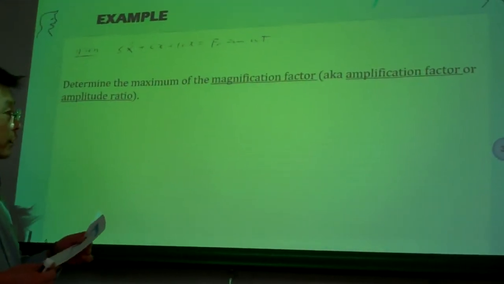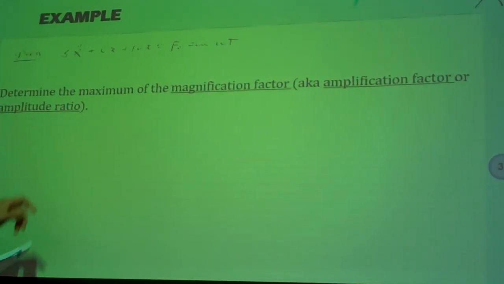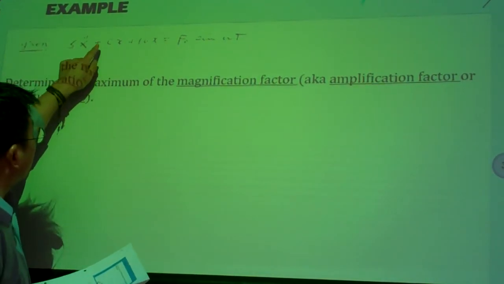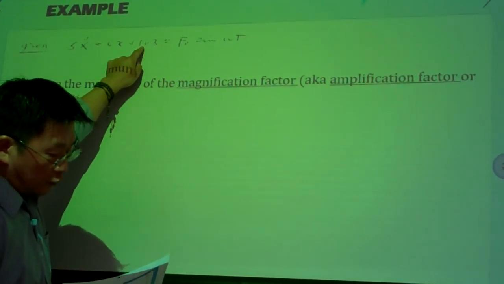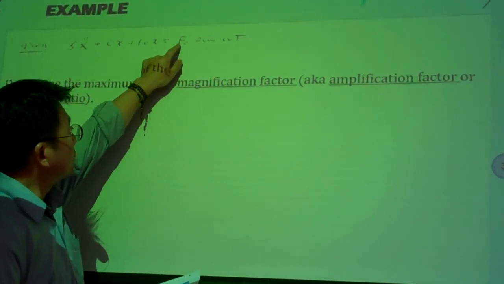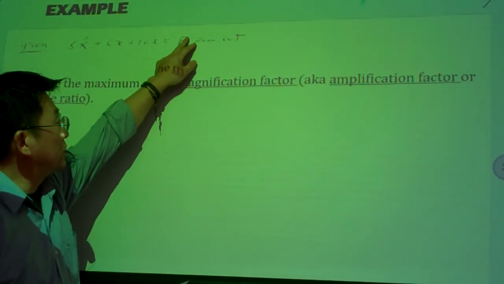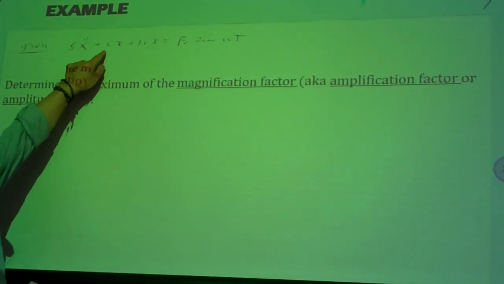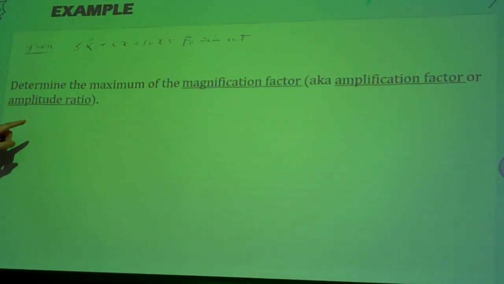So this one, we are given systems. I think this is number 5. The mass equals 5, the damping ratio C is a parameter, and the spring constant equals 10. And then we substitute a harmonic sine function with a certain magnitude F0. So in this formulation, we have 2 parameters here, okay? And here we want to determine the maximum value of the magnification factor.